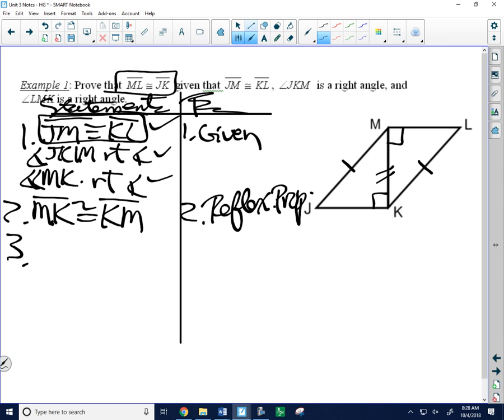We have two. Let's make sure that in this triangle we have a hypotenuse and a leg. In this triangle, hypotenuse and a leg. So the triangles will be congruent by HL. Let's do triangle JKM congruent to triangle LMK.